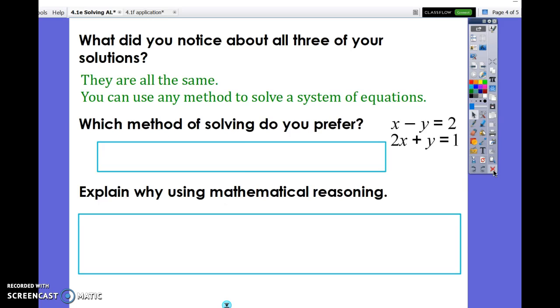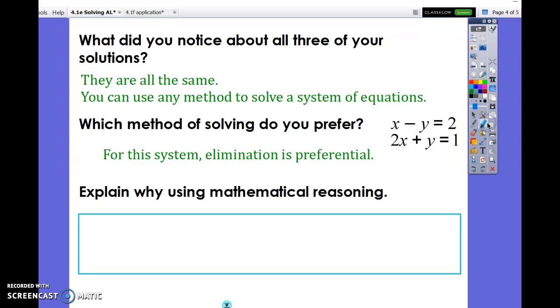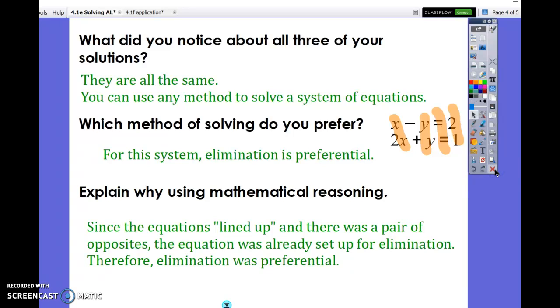Which method of solving do you prefer? Well, this relates back to our choose the best method from yesterday. That original problem was set up for elimination, right? Our x's were lined up and our y's. Since everything was lined up, elimination was the easiest method to use. We had to do extra work to solve by substitution. We had to do extra work by rearranging our equations to graph. And so just because it was set up for elimination, that's what makes elimination the preferred method. And that's our reasoning. Since it was lined up, it was already ready for elimination, so that's just the easiest one to use in this particular case.